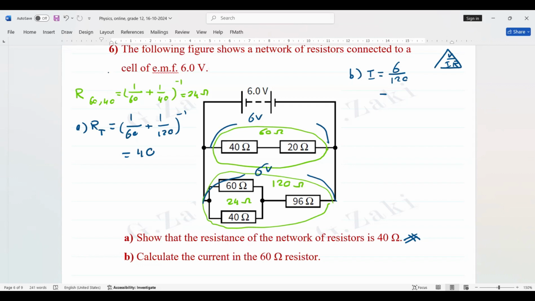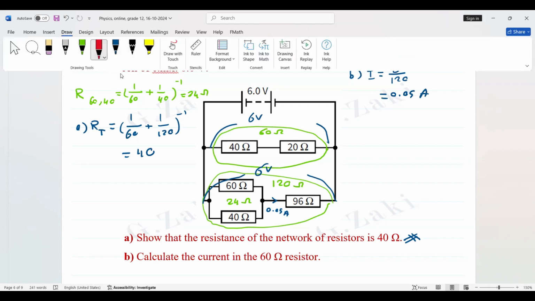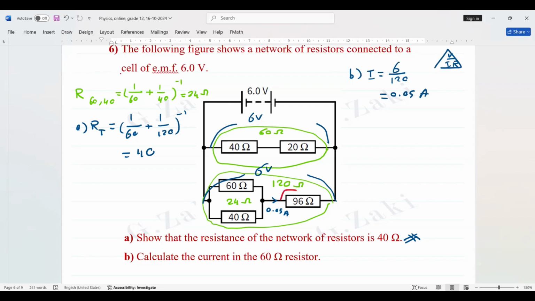0.05 ampere. Remember, this is the current here. We can get the voltage around the 96. We use another color, so we can get the voltage here. Let this be V1. Then V1 is I multiplied by R1. I is 0.05, R is 96. So the answer in the calculator, 0.05 multiplied by 96, is 4.8.